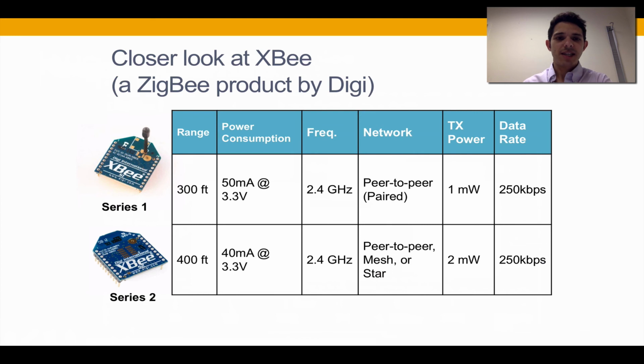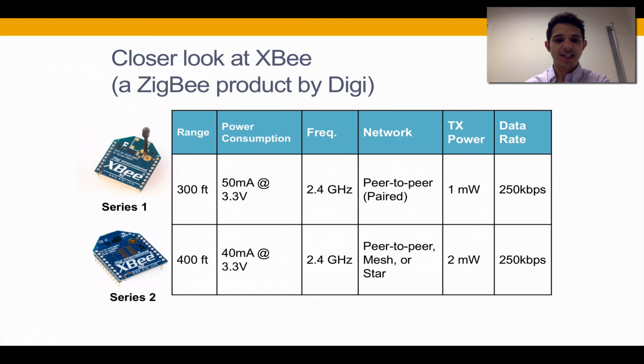Now, XBee is a ZigBee product by a company called Digi. It's just one product that uses ZigBee. It's the ones that we happen to be using in this course. You'll notice that there's actually two series, Series 1 and Series 2, which have different specifications.